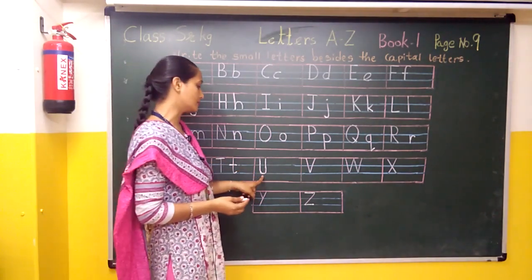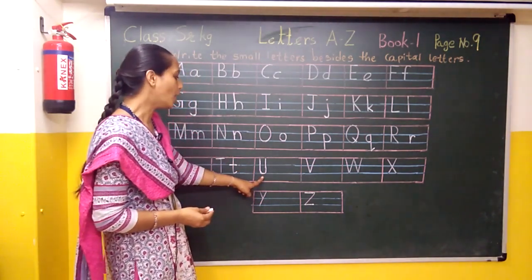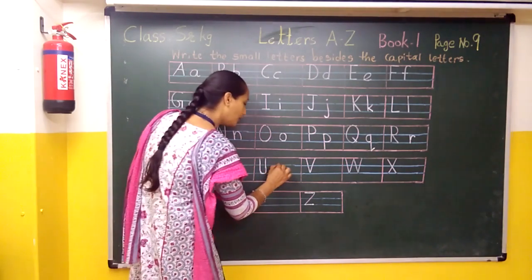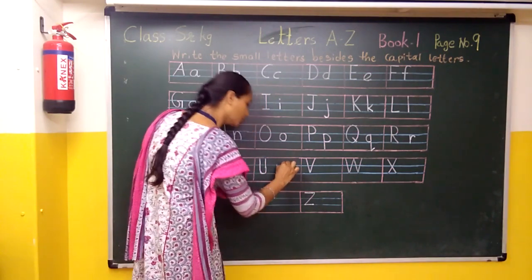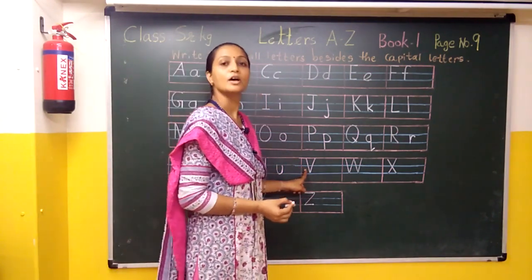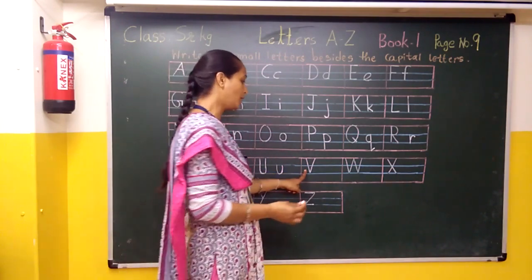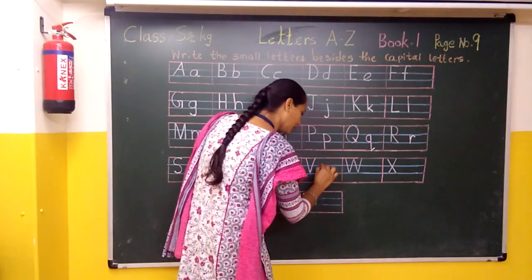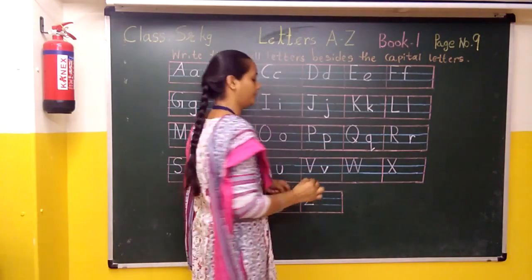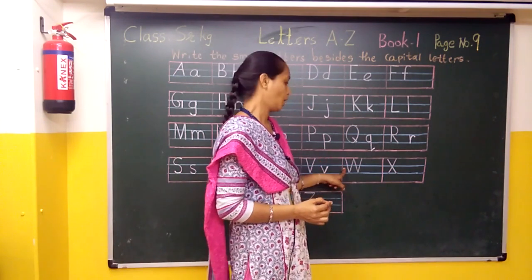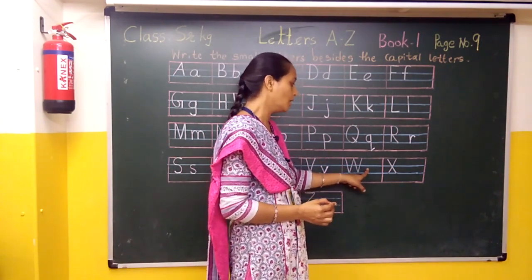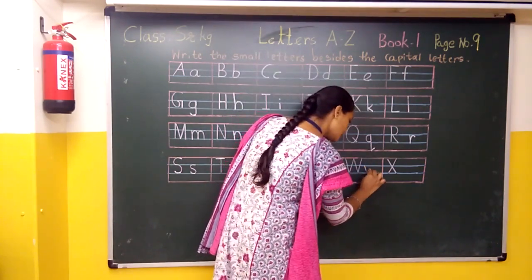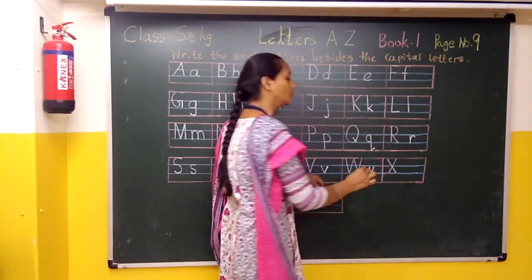Now next is capital U. Now we have to write small u between the second line and third line. This is small u. Now this is capital V. Now we have to write small v between the second line and third line. Small v. Now this is W. Now we have to write it here between these two blue lines. We have to touch this line and write like this, w.